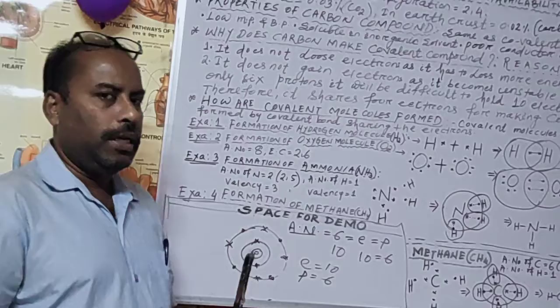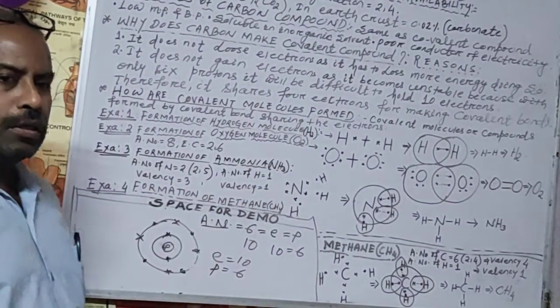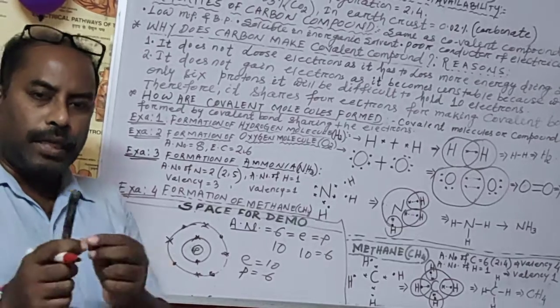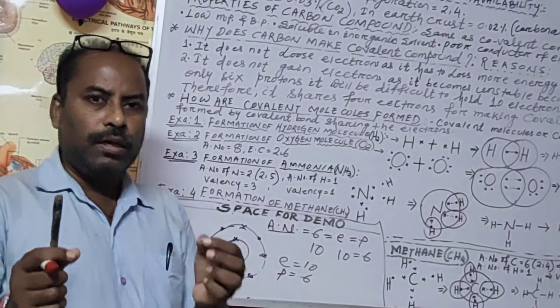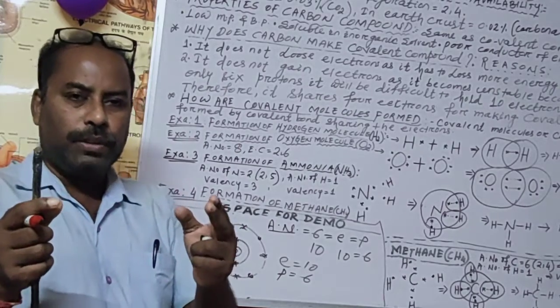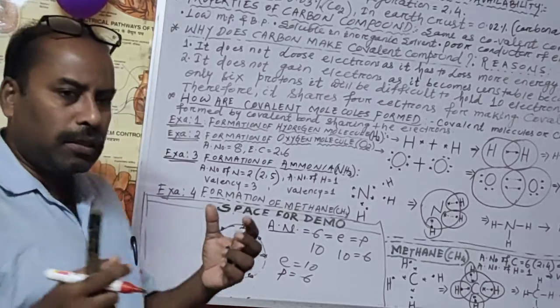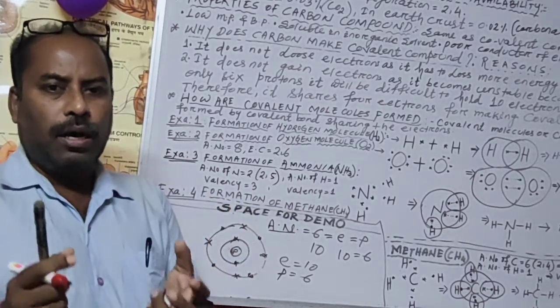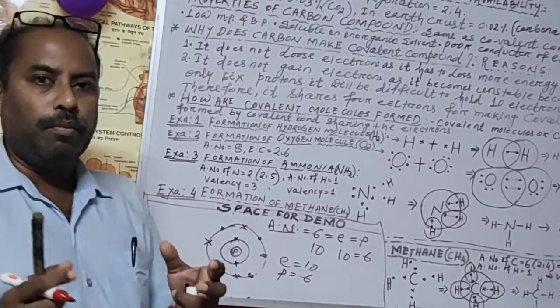Okay. Next we will come to how covalent molecules are formed. Suppose covalent, what is it? The sharing of electrons. When any bond is formed by sharing electrons, the bond formed is known as a covalent bond. So let us see in this process how the molecules, how the compounds are formed.